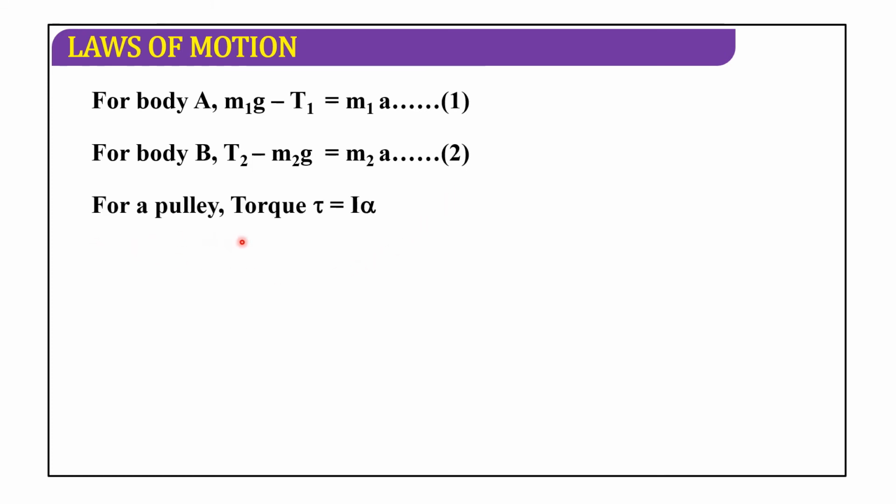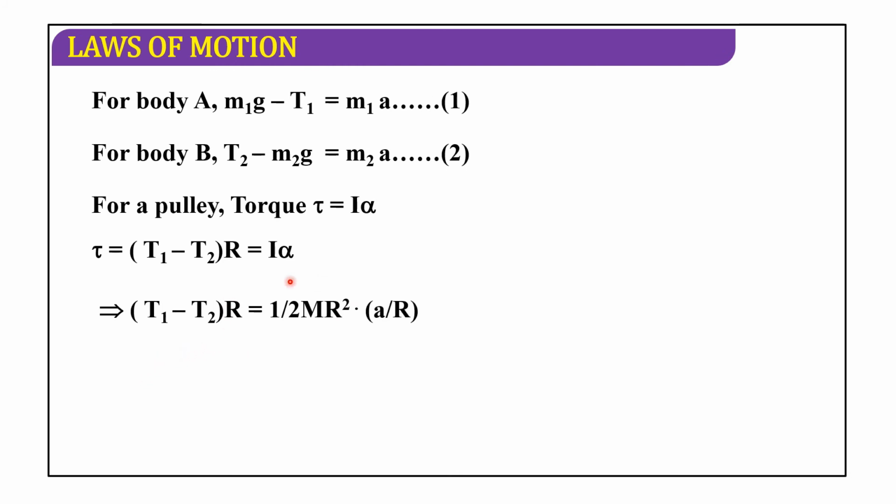So for a pulley, torque tau is equal to I into alpha. So tau is equal to (T1 minus T2) into R, that is equal to I alpha. So this can be written as (T1 minus T2) into R is equal to 1 by 2 m r square into a by R. So here T1 minus T2 is equal to, here R gets cancelled, m a by 2. Consider this equation number 3.